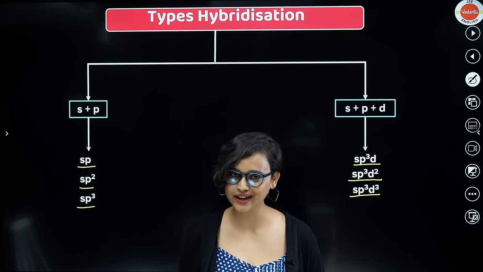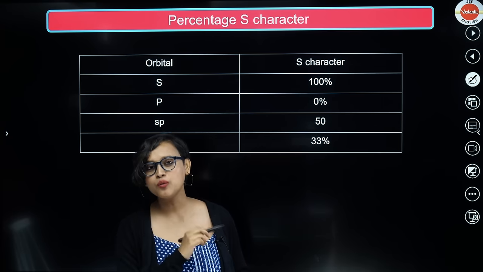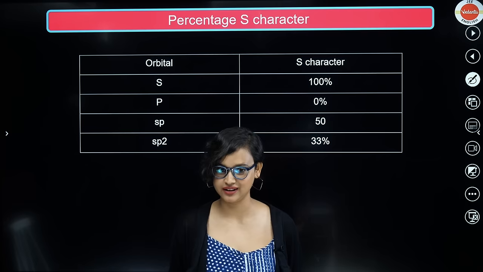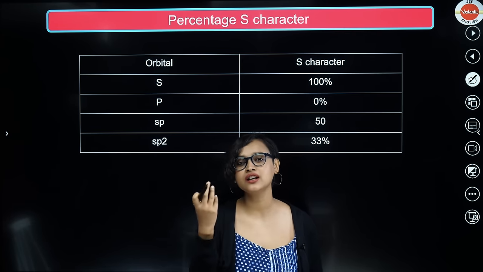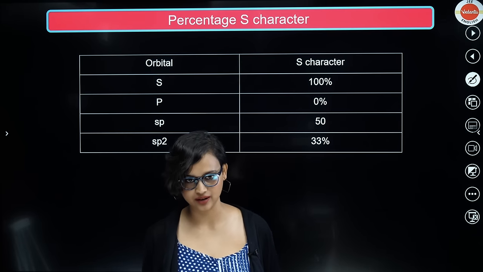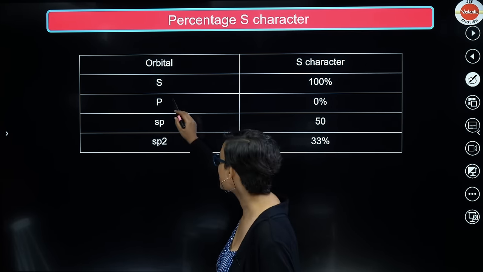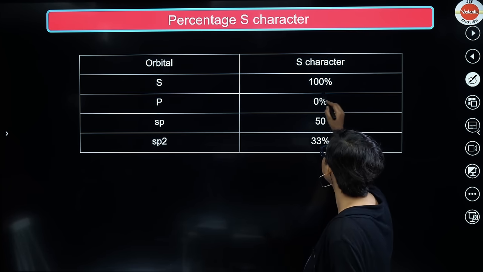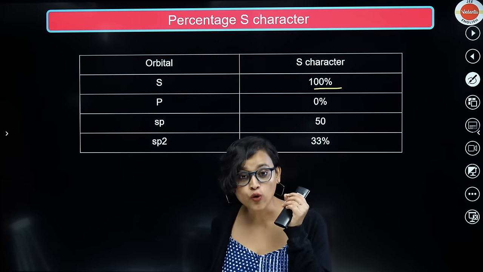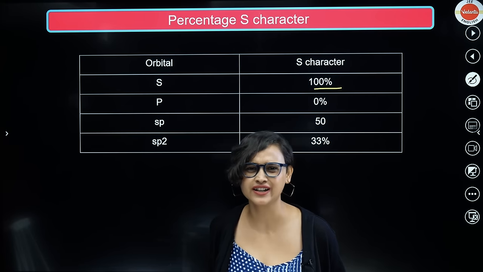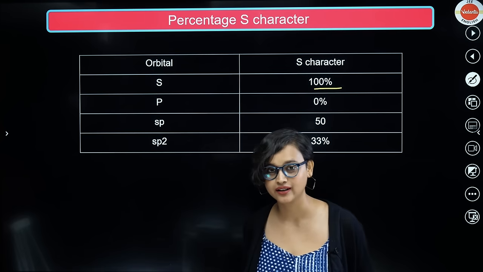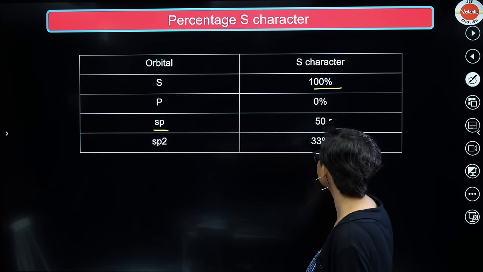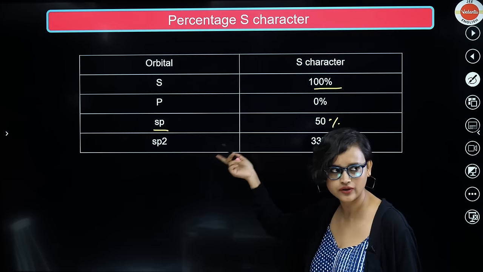Okay, all right everybody. Now finally, there is nothing that does not have an s character or p character. Every bond has a certain percentage of s character and a certain percentage of p character. So if you have s orbital only, then the percentage of s character will be 100%. If you have only p orbital, then the percentage of s character will obviously be 0%, right? If you have sp, then what will happen? 50%, 50%, right? 50% will be s character, 50% will be p character.